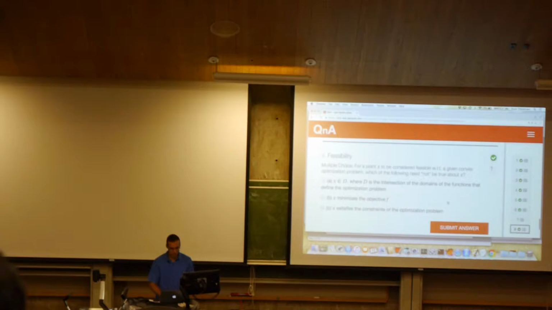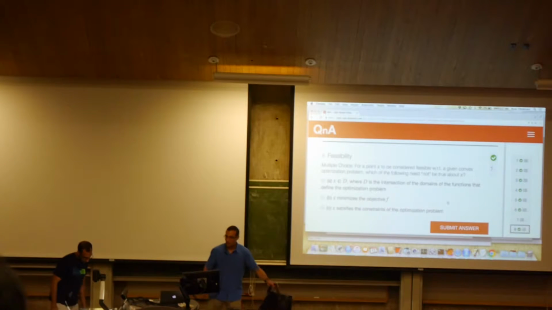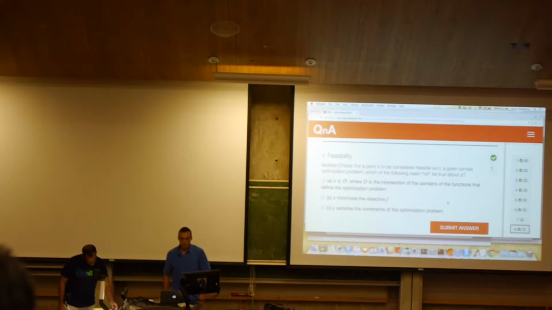And the last question was feasibility. For point x to be considered feasible with respect to a given convex optimization problem, which of the following need not be true about x? X is in D, where D is the intersection of all the domains that define the optimization problem. X minimizes the objective. Or x satisfies the constraints of the optimization problem.